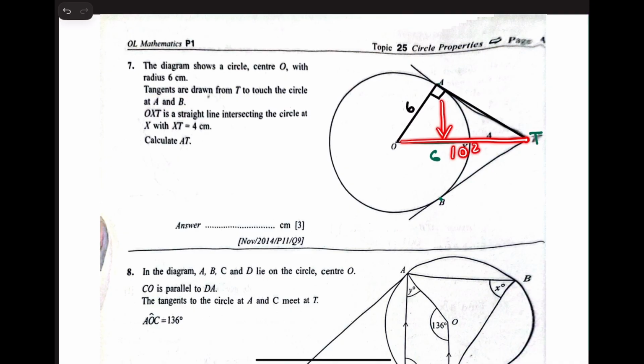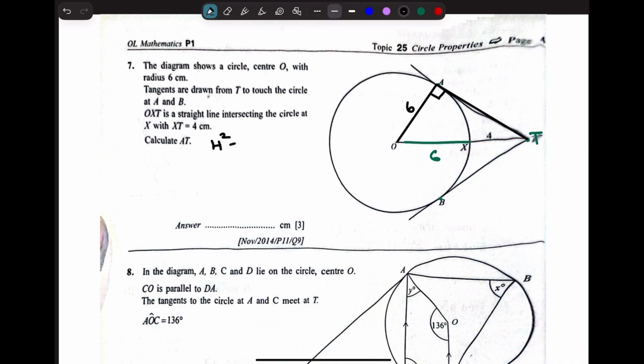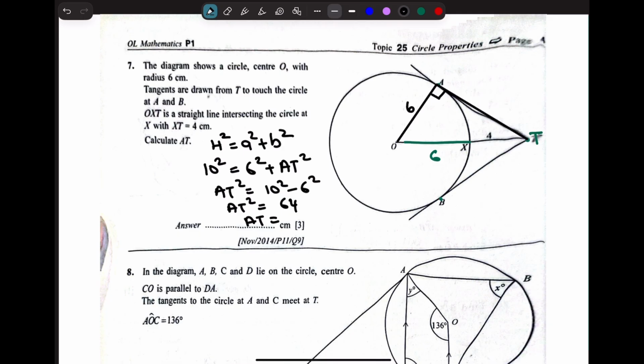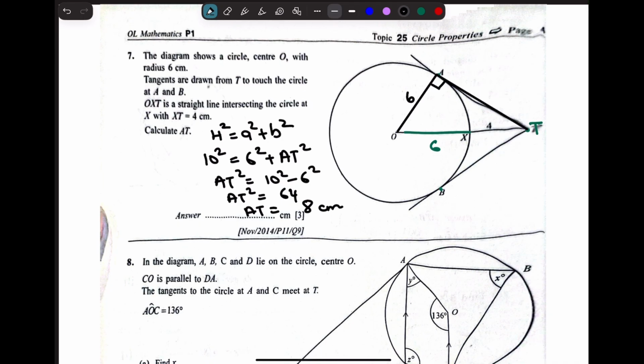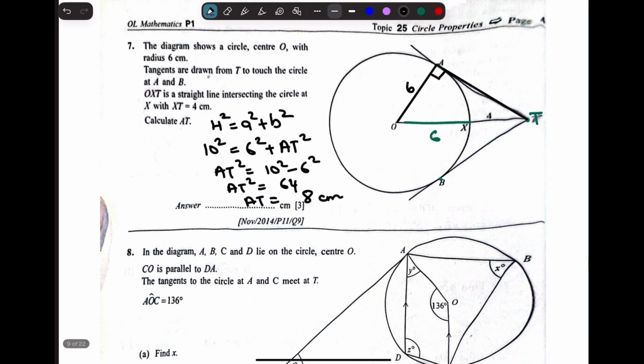So what is Pythagoras? c square is equal to a square plus b square. Hypotenuse is 10, so 10 square is equal to 6 square plus AT square. So AT square is 10 square minus 6 square, which is 100 minus 36, which is 64. So AT is going to be 8 centimeters. Even though the square root of 64 is plus or minus 8, because this is a length and length cannot be negative, we are going to ignore the negative value. AT is going to be 8 centimeters.